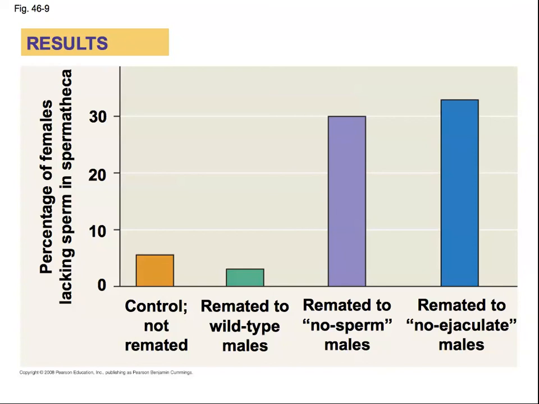Essentially, females lacking sperm in spermatheca. If they're not mated, 5% lack sperm in their spermatheca. How do the 5%? Control not remated.